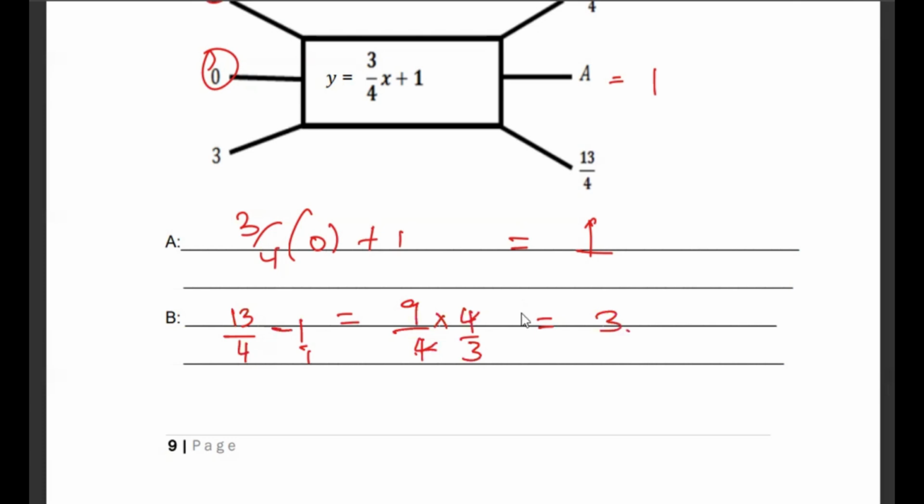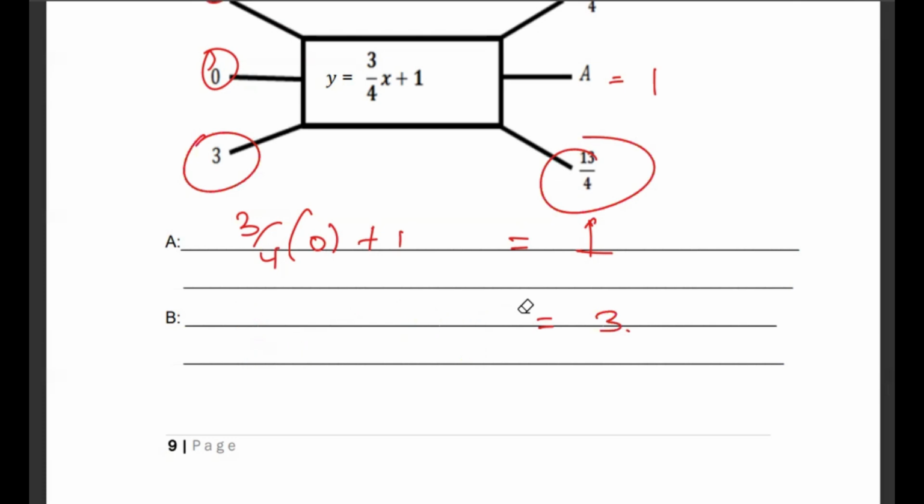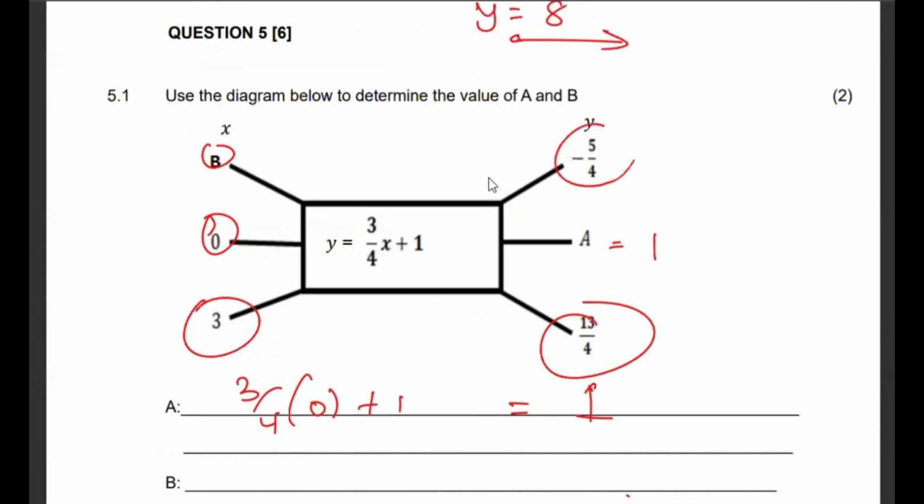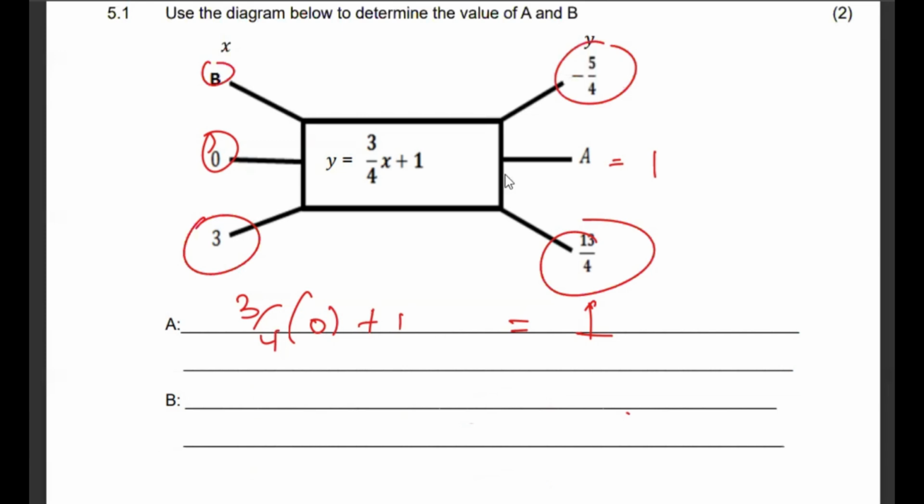This is correct, but then I'm looking at the wrong sum. We said B. What is the output of B? Output of B is -5/4. Sorry about that. So it's going to be -5/4 minus 1, which is going to give me -9/4. And we said we are dividing this by 3/4, which is the same as times 4/3, which gives me -3. Okay, so that is how we would have gone about that.